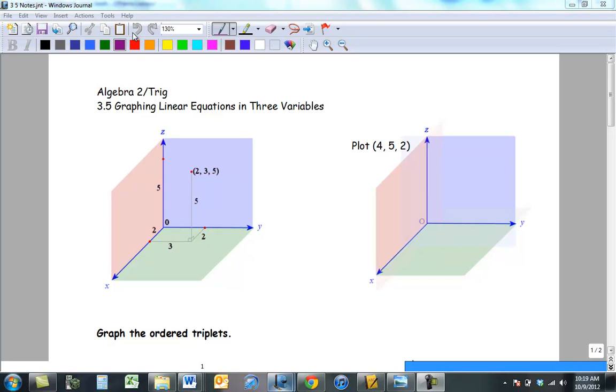All right, 3-5 is all about 3 space. Now, some of y'all's brains are about to melt. Graphing in 3 space is kind of tough. In fact, the first thing you'll see are these coordinate planes, but they're not even coordinate planes anymore. This is coordinate 3 space.